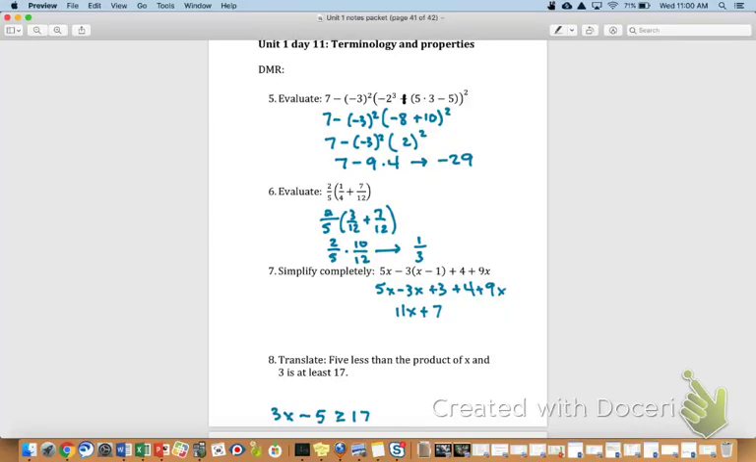Please check your work against mine. So the first one I got negative 29. Second one I got 1/3. Then I got 11x plus 7. And then number 8 I got 3x minus 5 is greater than or equal to 17.